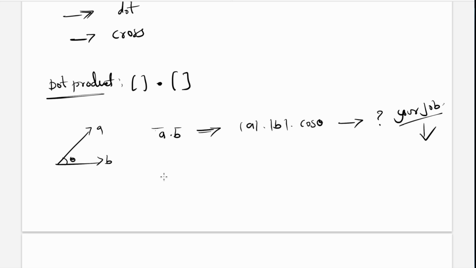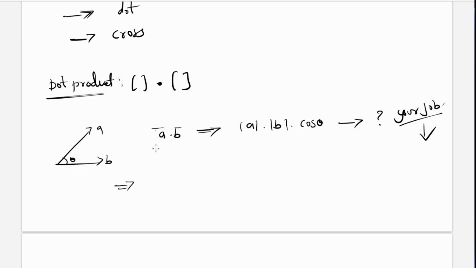So it is all about combining two vectors into a single number, or a scalar. It tells how much two vectors point in the same direction. The dot product tells how much these two vectors, vector a and vector b, point in the same direction. I hope you understand.